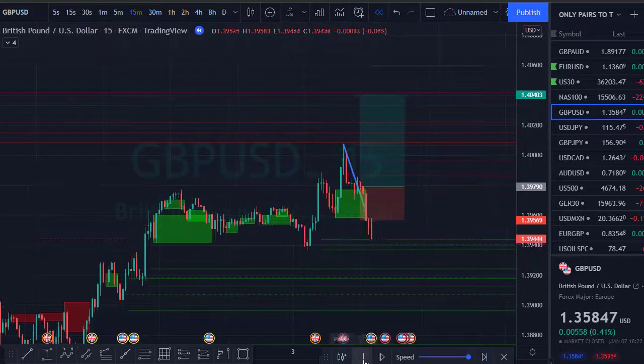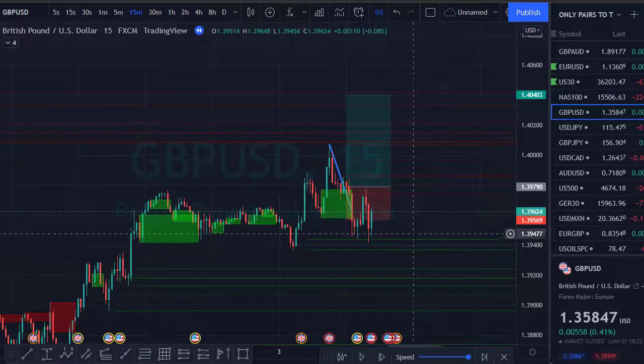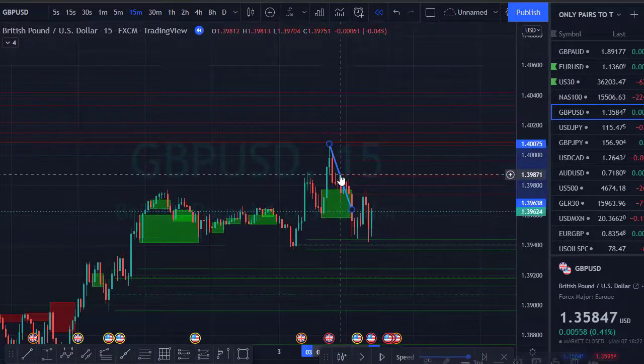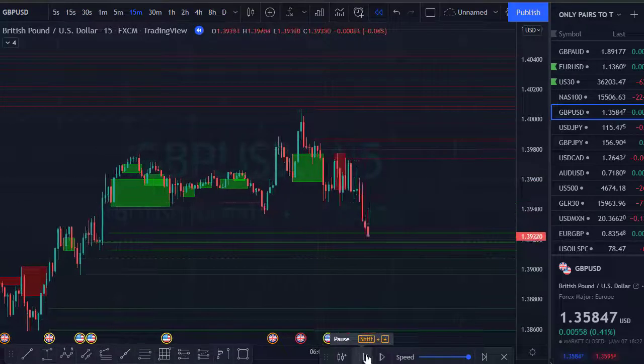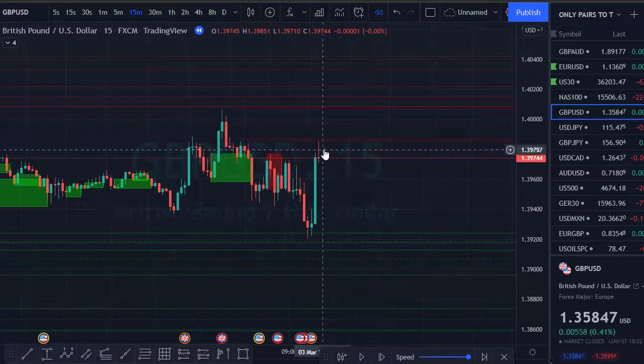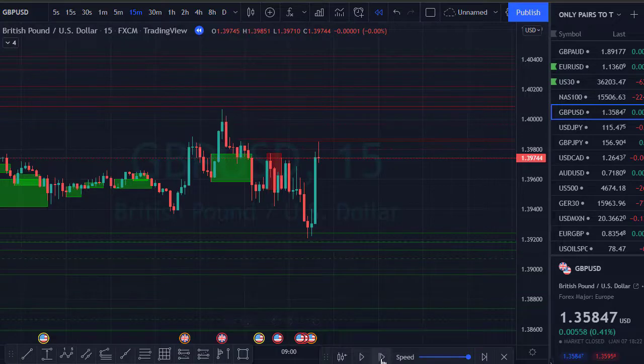Let's just see. Oh, that just smashed right down through my stop again. Okay. But again, we're going below that. Let's see. If it breaks this low, I'm going to be looking for sells. All right, there we are. So we're going back up to the red area. Let's see if that turns red.